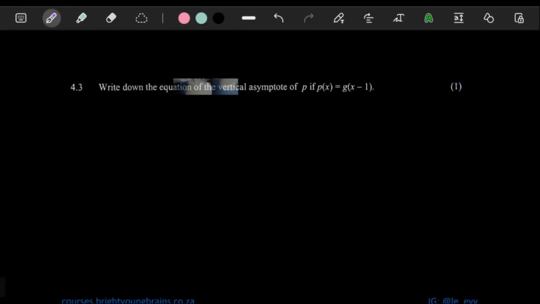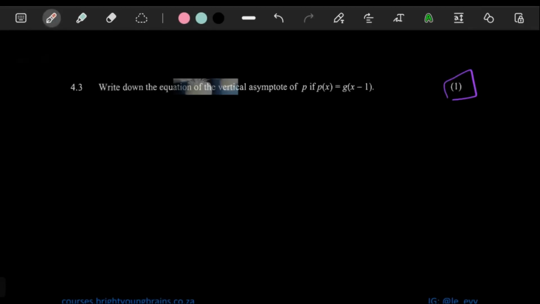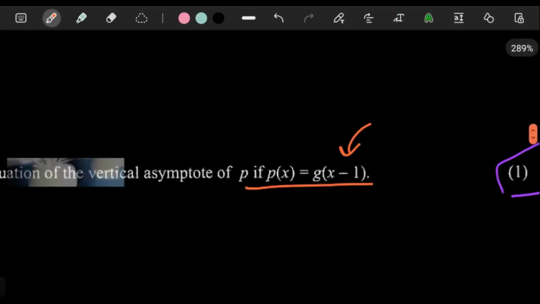4.3 for 1 mark says, write down the equation of the vertical asymptote. Which vertical asymptote now? Oh, vertical asymptote of p if p is equal to this. So this is just saying the graph of g has been moved horizontally. Yeah, it has been moved horizontally.